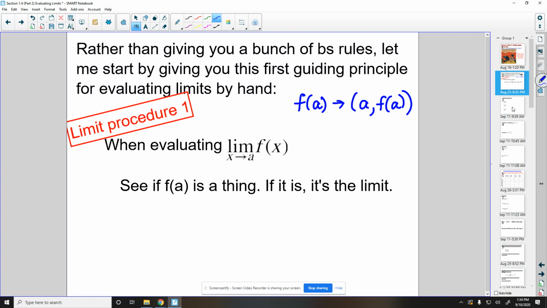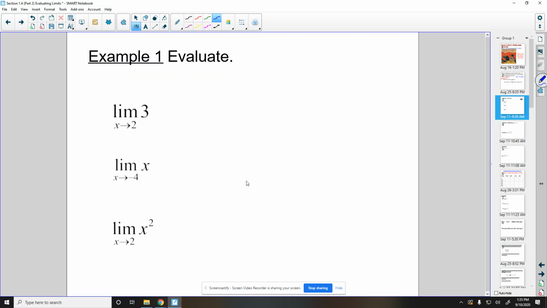So let's start with something really easy. Remember that the expression inside represents an equation of a function. So in this case, y equals 3 would be the equation of the function. What does that look like? Well, y equals 3 would be a horizontal line that goes through 3 on the y-axis.